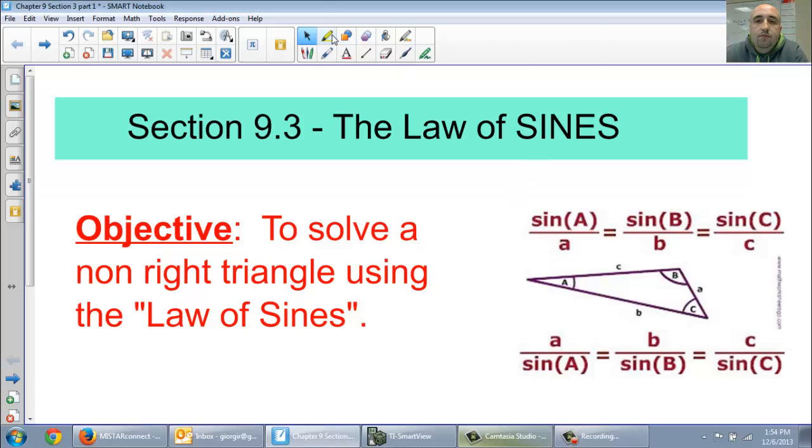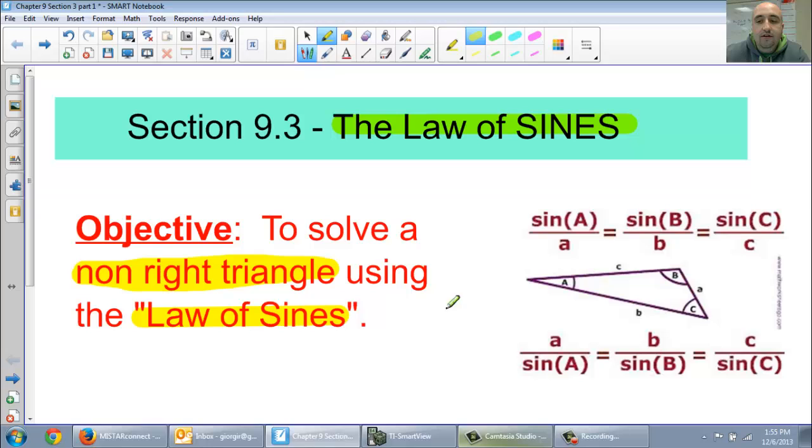We're going to talk about something called the law of sines, and the objective is to solve a non-right triangle. So we are no longer talking about triangles that have right angles. We're talking about any type of triangle now. And actually the law of sines works with a right triangle or a non-right triangle, but we're mainly going to be talking about the non-right triangle. Okay, so it's called the law of sines. You don't have to worry about this picture yet.